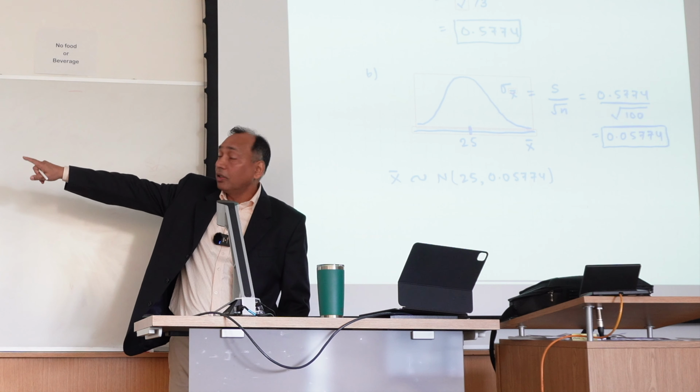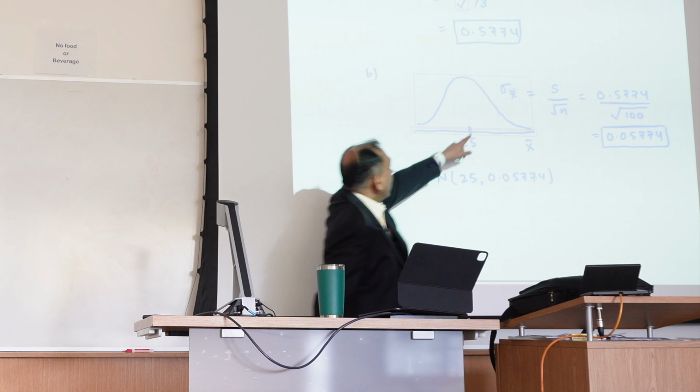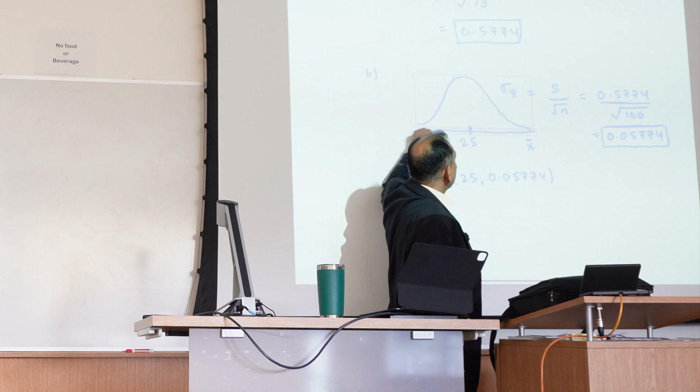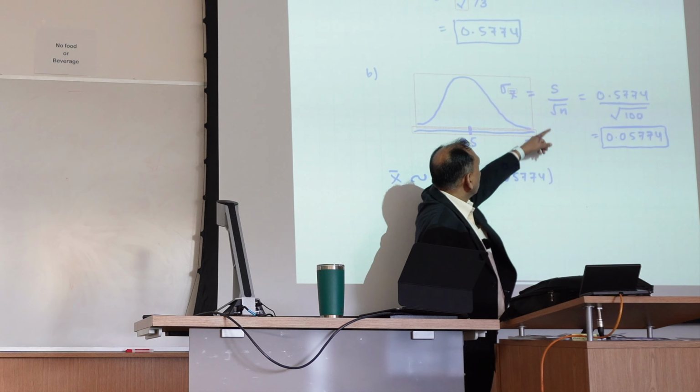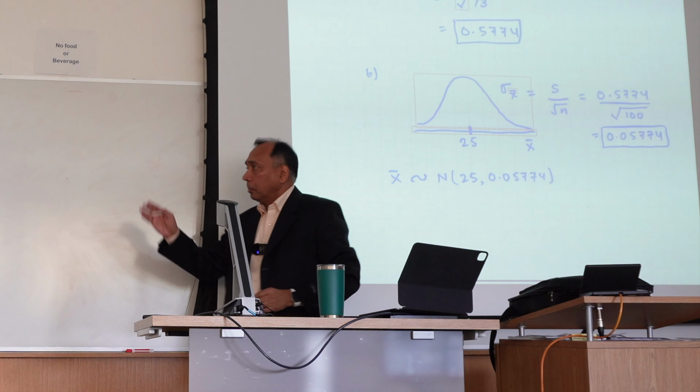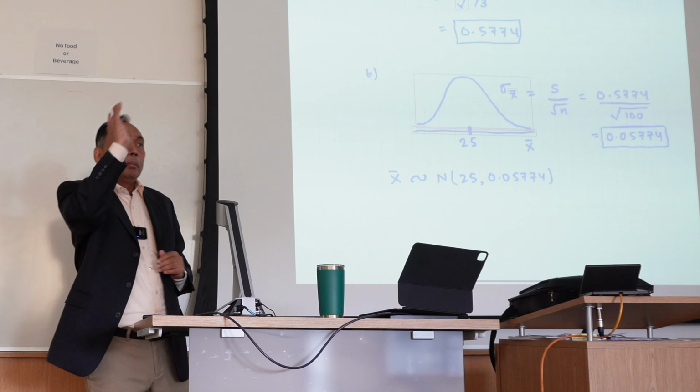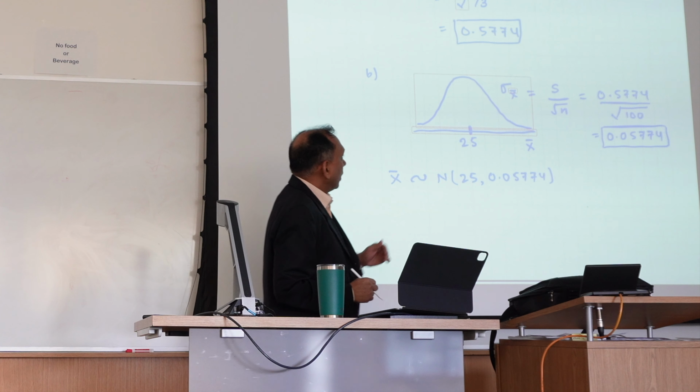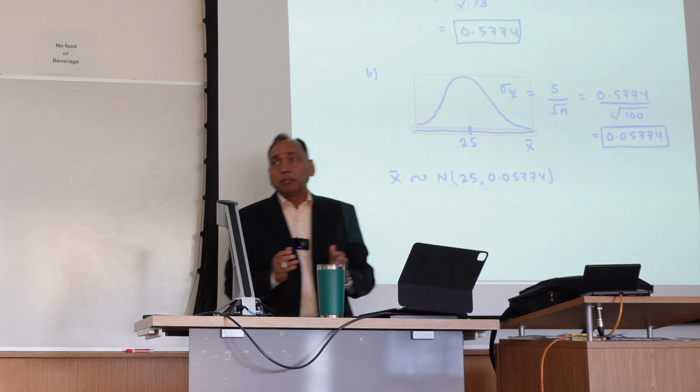So that's the only extra thing we have to do. We have to figure out the standard error or standard deviation of x bar. So we have to divide that s by square root of n. That's the only extra step. Mean doesn't change. Mean is still in the middle. The only thing that changes is the variability.